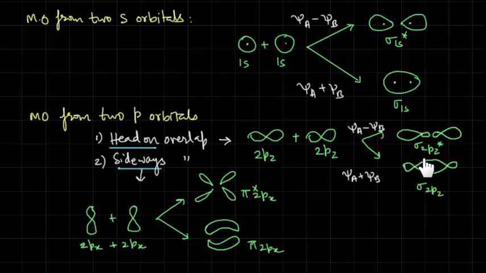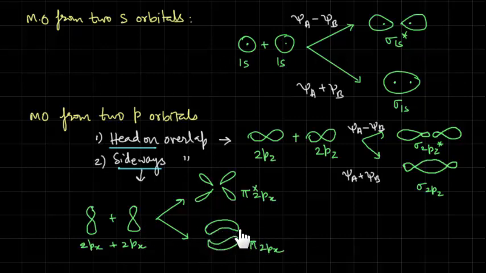And sigma 2pz asterisk will look something like this. Here also you can see that if the nuclei are somewhere here, the probability of electron density between the two nuclei is less. Here it is more, so this is more stable, ψA plus ψB. And when the overlap is sideways, then it looks something like this. So this is a pi bond because the axis of the orbital is perpendicular to the axis of the bond.